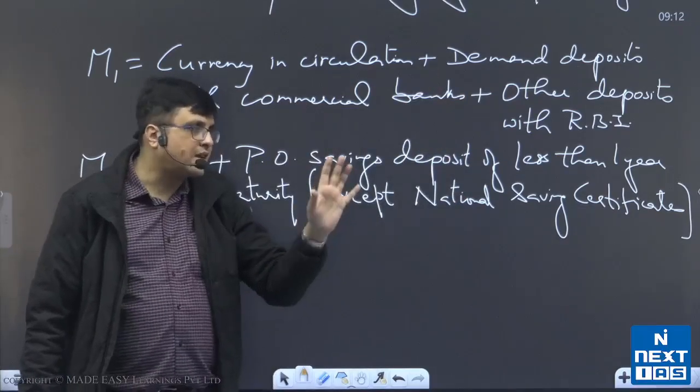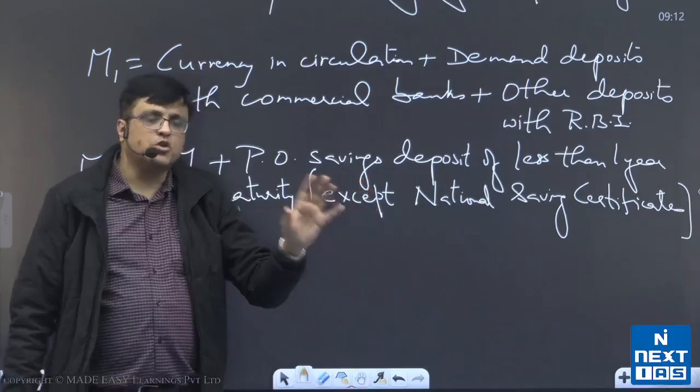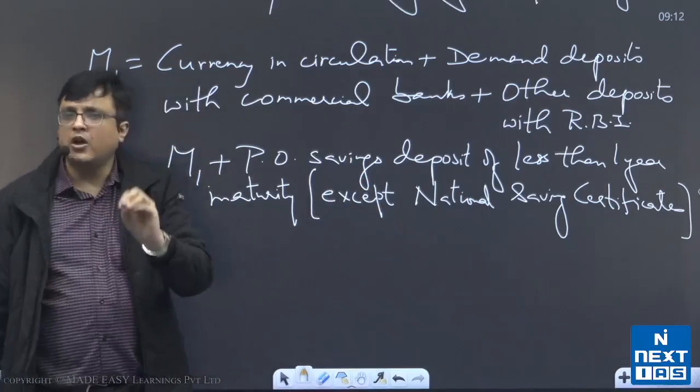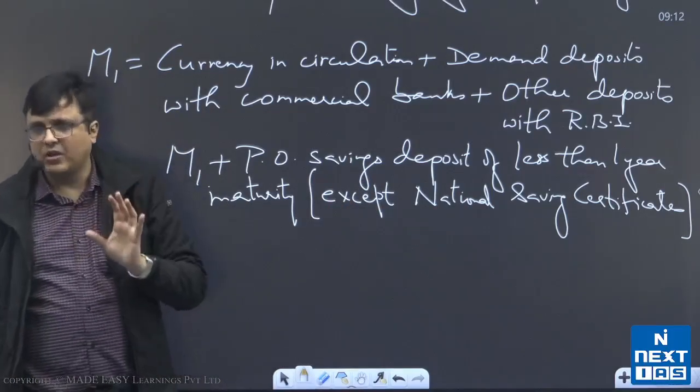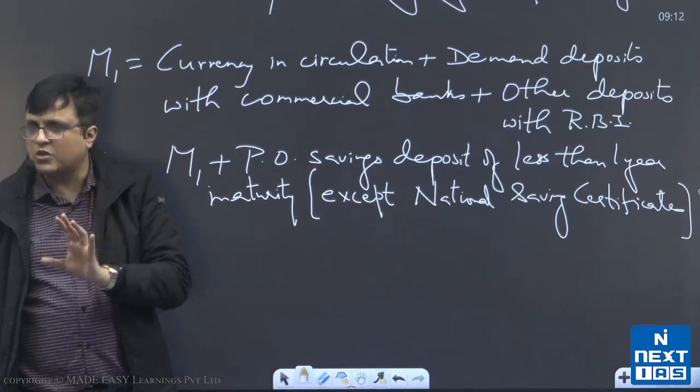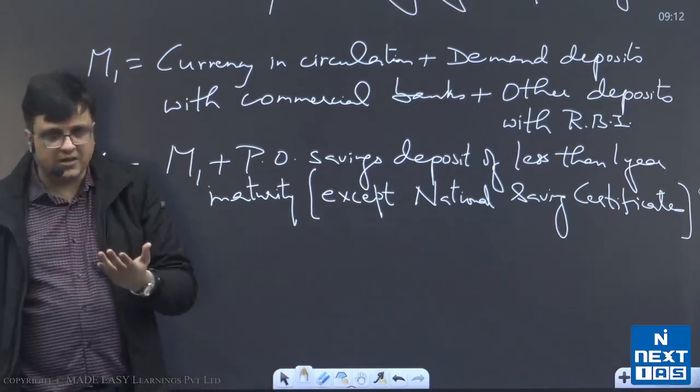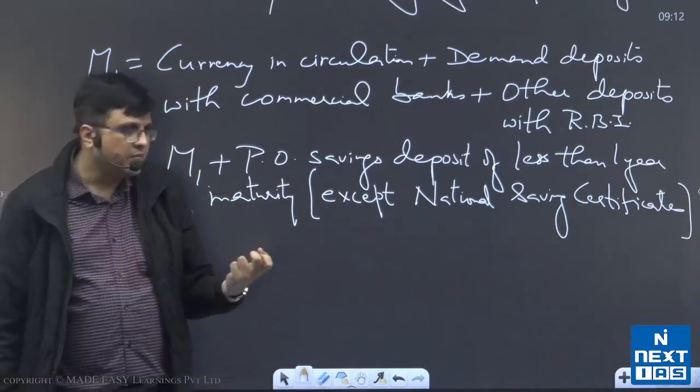पोस्ट ऑफिस के अंदर रखे हुए वो सारे सेविंग्स डिपॉजिट जो 1 साल के अंदर मैच्योर हो रहे हैं और आप उन्हें विड्रॉ कर सकते हैं. All right, all those savings deposits in the post office which are maturing within 1 year and can be withdrawn.